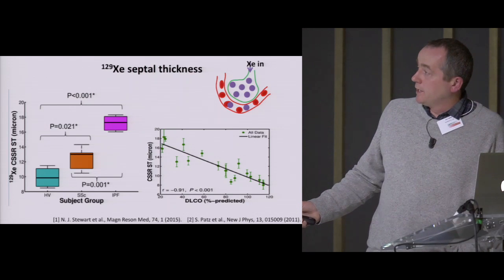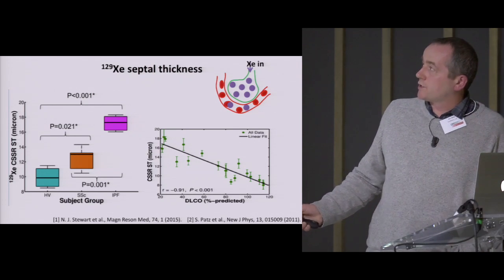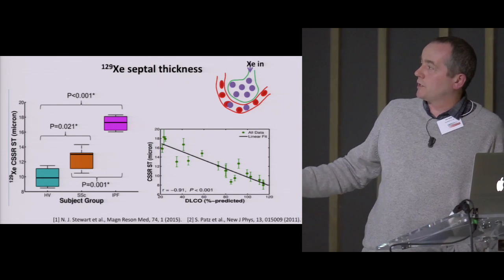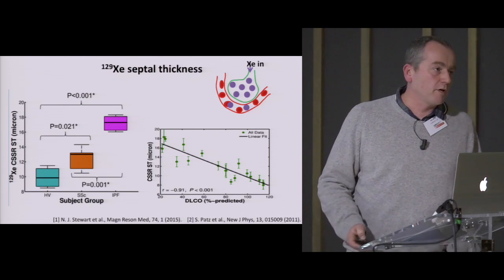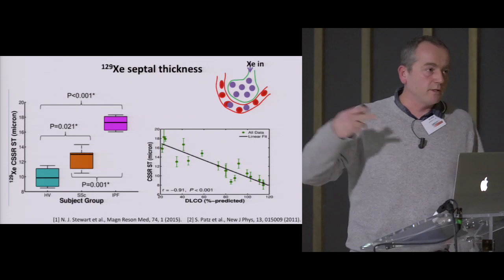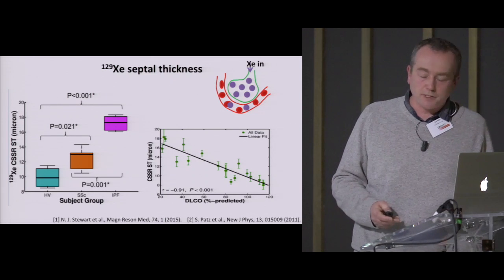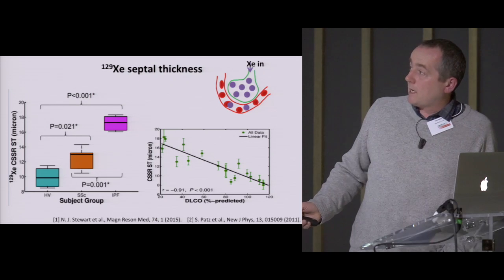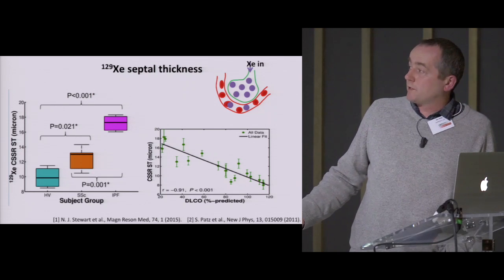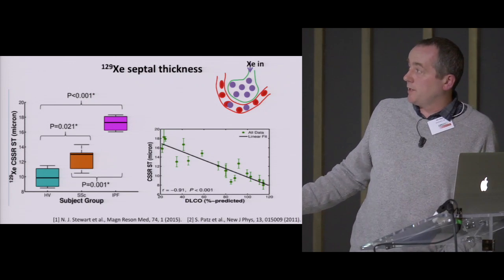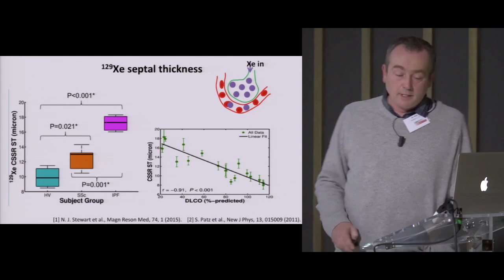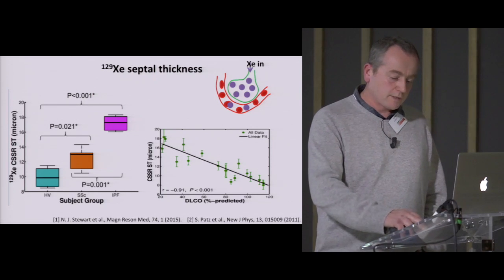This is the lung function test which is closest to a xenon kind of diffusion transfer. It's the diffusion capacity of carbon monoxide. This is a test that's made in the lung physiology lab routinely. And our NMR parameter of septal thickness correlates very well, in an inverse fashion, with the carbon monoxide transfer factor.